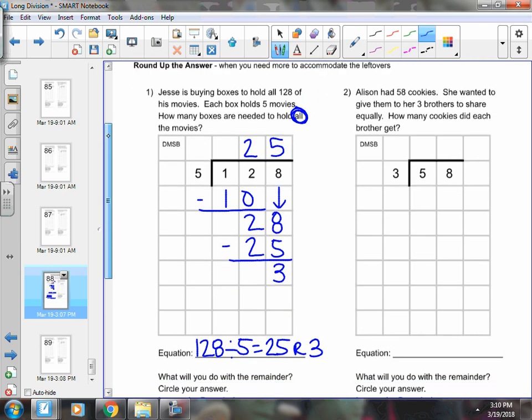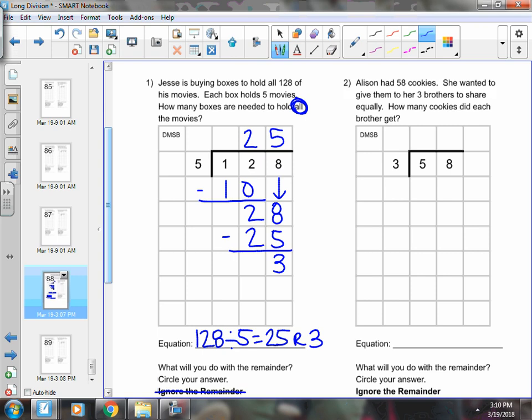Okay, number 2. Allison had 58 cookies. She wanted to give them to her 3 brothers to share equally. How many cookies did each brother get?